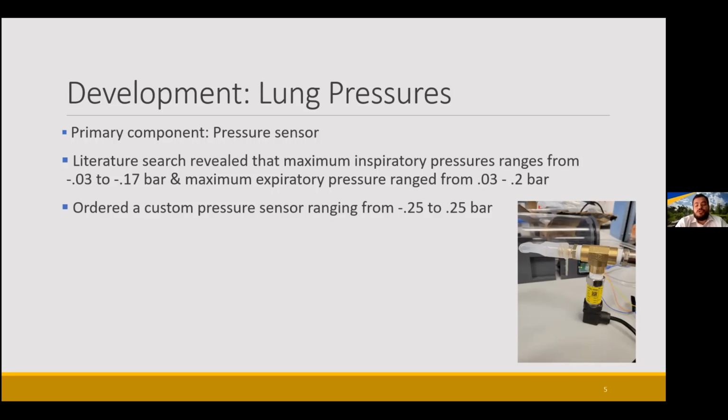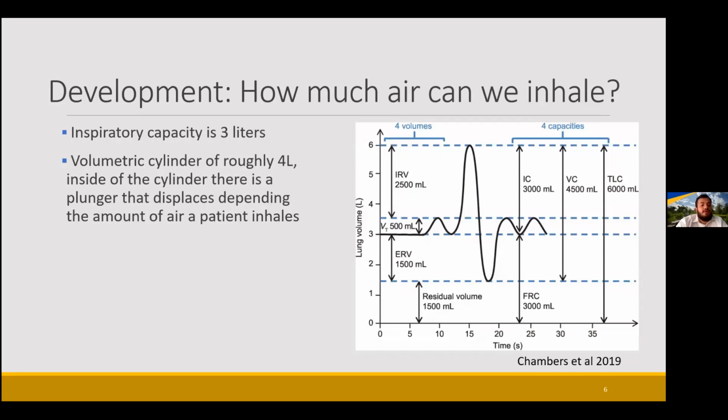The pressure sensor is responsible for detecting the pressure drop created by a patient's lungs as they inhale and hold their breath. So the next measurement we needed was the amount of air a patient inhales during an inspiratory effort. We wanted to track this with a volumetric cylinder and a plunger that displaces inside the cylinder according to how much air the patient inhales.